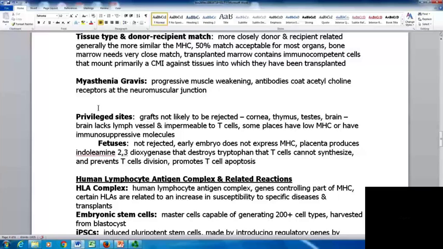This is one of the reasons why you're able to tolerate having a fetus. A fetus is not rejected. The early embryo does not express MHC, and the placenta produces indoleamine 2,3-dioxygenase that will destroy the tryptophan that T cells cannot synthesize. So this prevents T cell division and promotes T cell apoptosis.